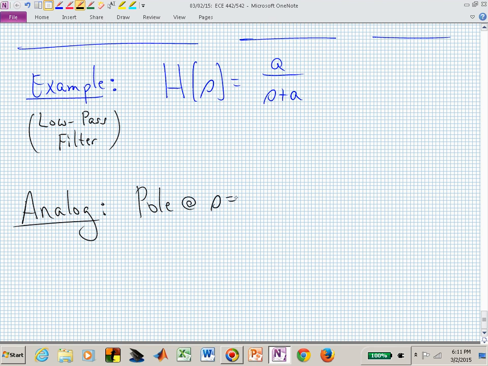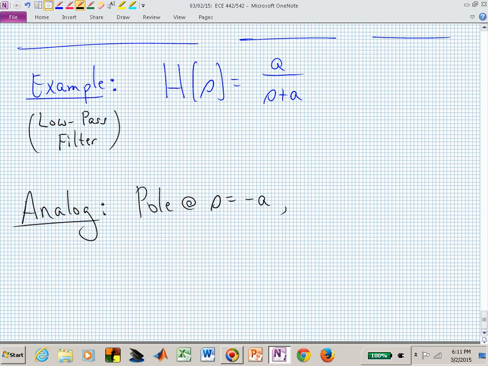If you couldn't see what the interviewer was trying to get you to think about, you could just start telling him or her what this H of s has. It has some poles and zeros. Where's your pole? It's the value of s that causes that denominator to vanish or to be equal to 0, and that's when s is equal to minus a.